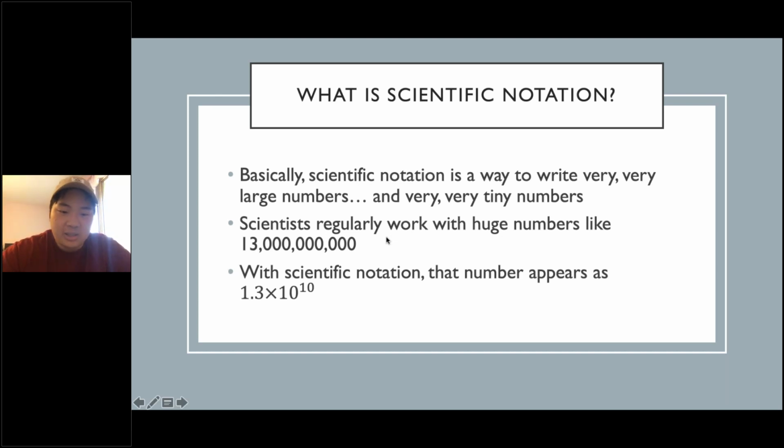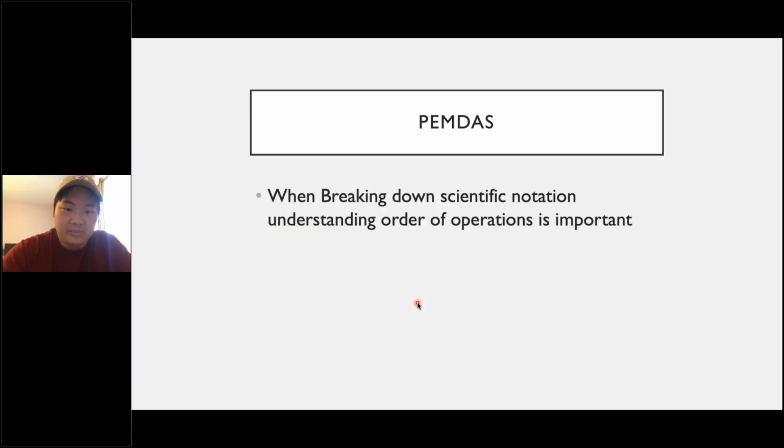So scientists, if you're doing some science work and some data analysis, you could see numbers as big as 13 billion, I'm pretty sure this is. But with scientific notation, we can write that more efficiently. We can write 13 billion like this, as 1.3 times 10 to the 10th power. So I'm going to teach you guys how to do this and how to read it.